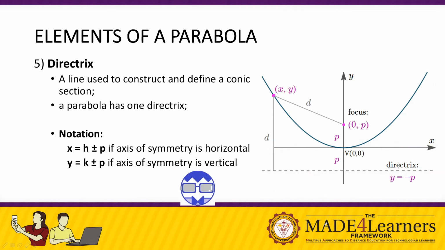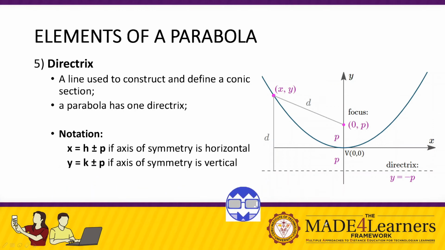So we will add or subtract p in the horizontal part, or x equals h. Meaning the line passes through x equals h, so x equals h plus or minus p. Next, if it's vertical, we will add or subtract our focal distance p to the vertical movement, because it's upwards and downwards, vertical. So we have y equals k plus or minus p.